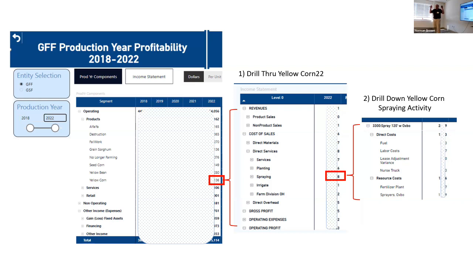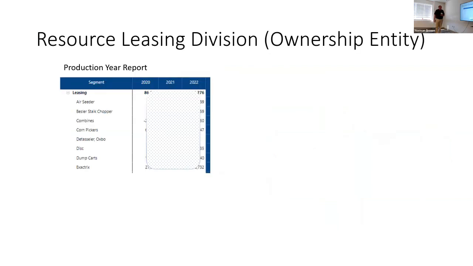We start out at a high level, and within a few clicks, we can get down to the spraying cost within yellow corn. That's the goal that I think we can get to.